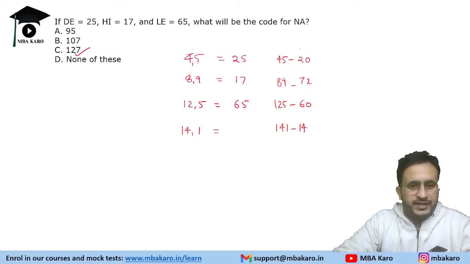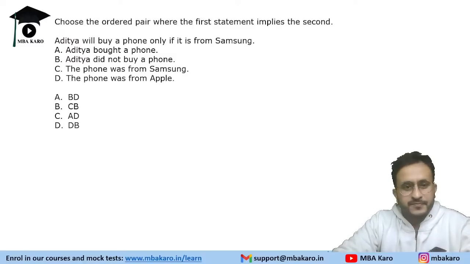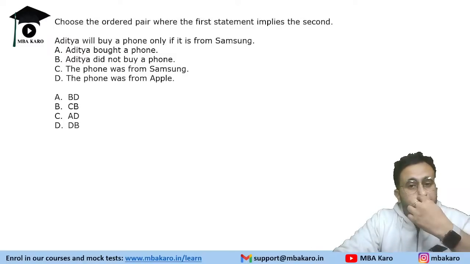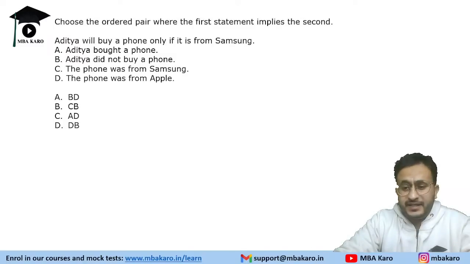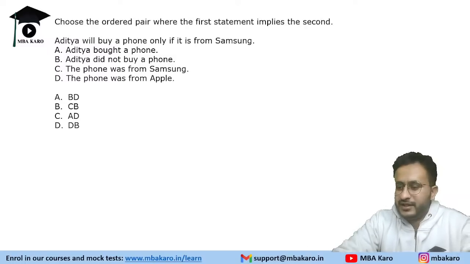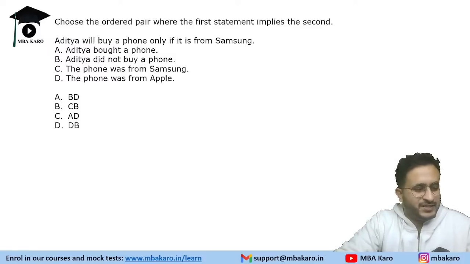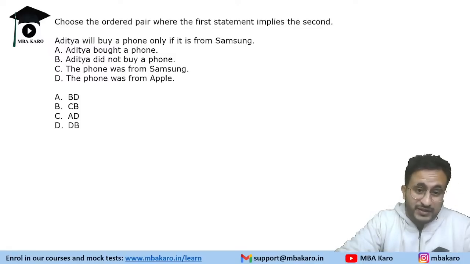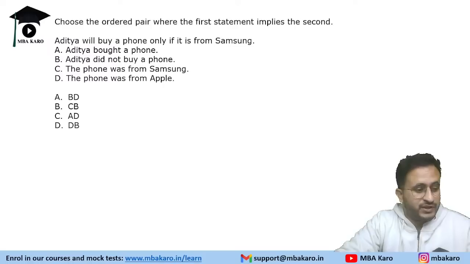Okay, all right, let's see the next question then. Choose the ordered pair where the first statement implies the second. Someone had asked this in our group today. And you can join our Telegram group also. There are a lot of active people over there. They help each other solve questions. So someone had asked this question. I did not know if someone answered this question or not.